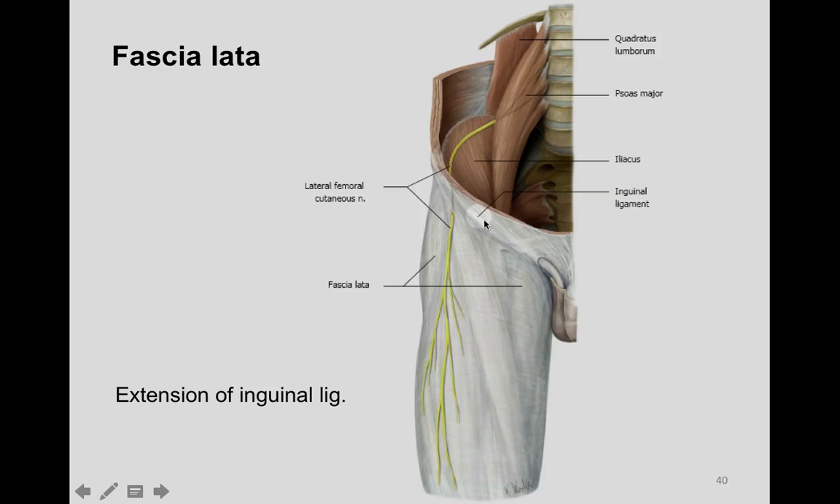And we can also consider that the fascia lata is an extension of the inguinal ligament. Okay, so the inguinal ligament is continuous with the fascia lata. It's the same structure, it just changes names now that we are inferior to the location of the inguinal ligament. We're now encircling the thigh. So this is that dense, thick, deep fascia that is just superficial to the muscles of the thigh.